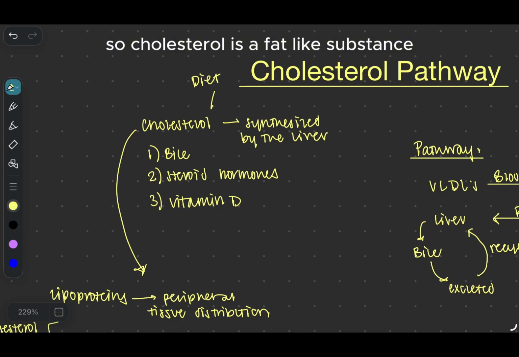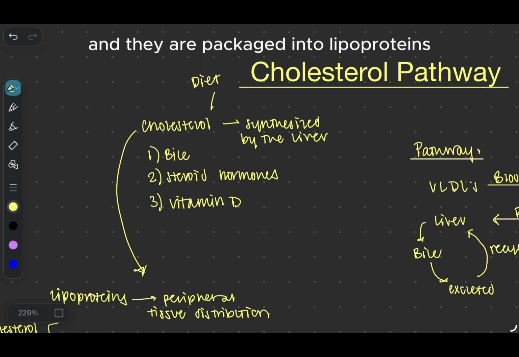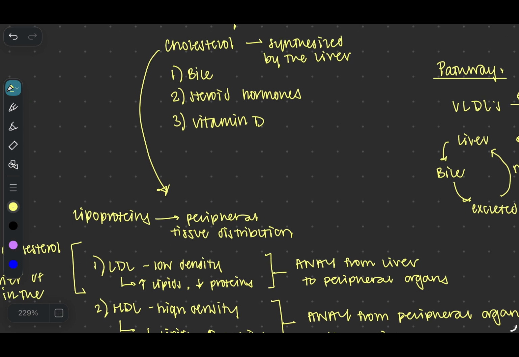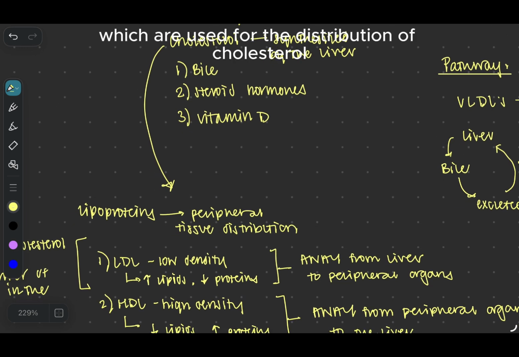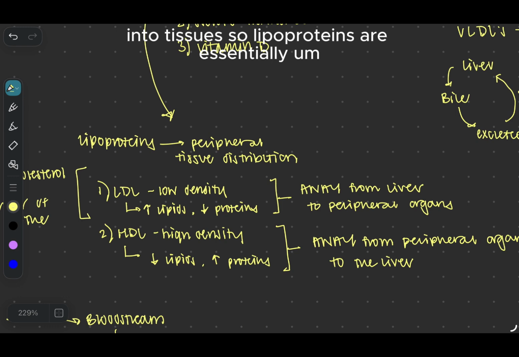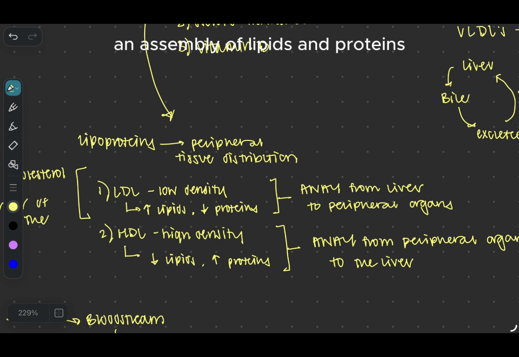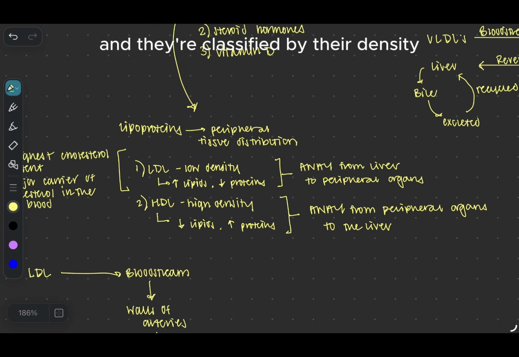So, cholesterol is a fat-like substance that is created by the liver, and it can also come from our food. It serves as a precursor for bile, steroid hormones, and vitamin D. And they are packaged into lipoproteins, which are used for the distribution of cholesterol into tissues. Lipoproteins are essentially an assembly of lipids and proteins, and they're classified by their density.